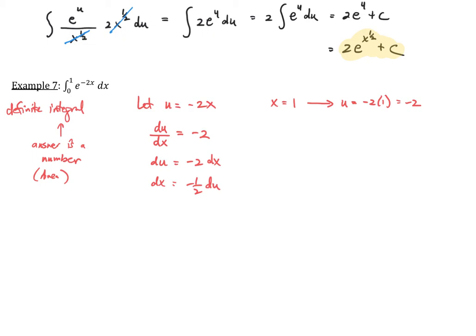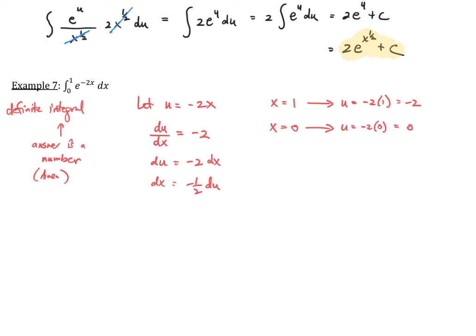Okay, I'm going to now change the lower limit of integration. So the original lower limit of integration was x equal to 0. Same thing, right? I'm going to plug 0 in for x right here, and that will give me my new limit of integration. So I'm going to have u is equal to negative 2 times 0, and that's just going to give me 0.